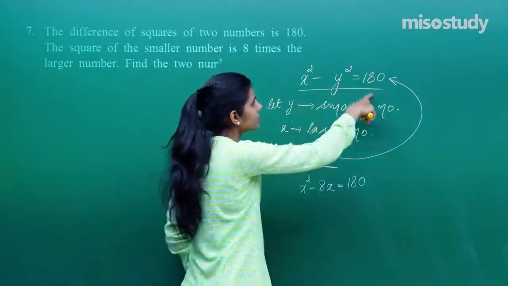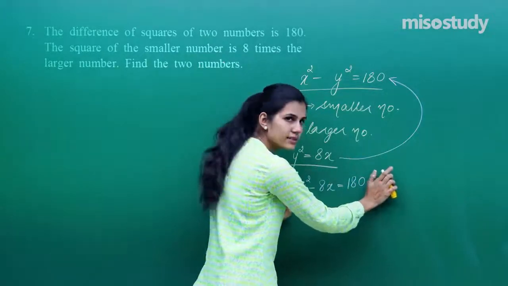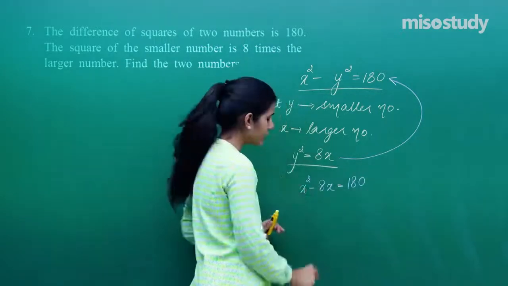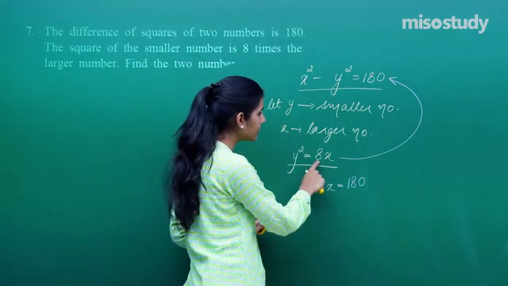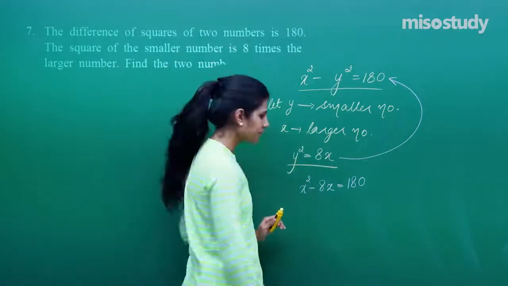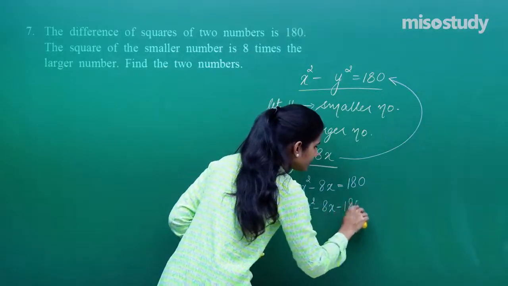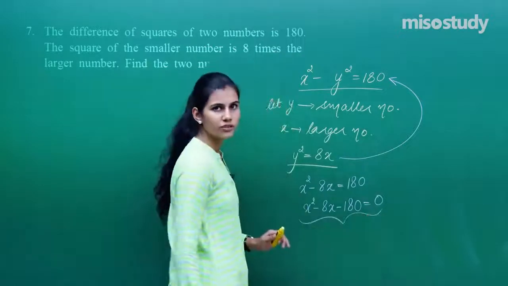x and y are such that this is holding and this is also holding. So if this is holding for sure, I need to solve this equation for the value of x. The moment I have x, I will multiply it with 8 and get the value of y. So you have x square minus 8x minus 180 equals 0.